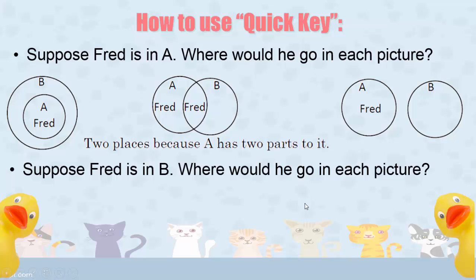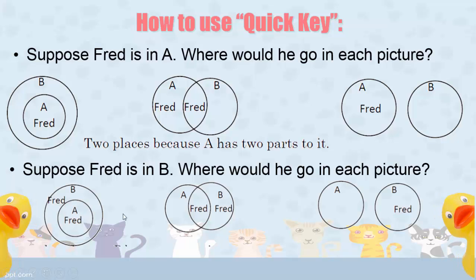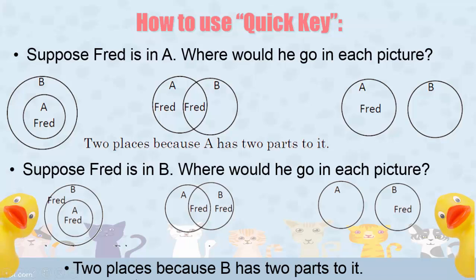Now let's suppose Fred is in B. Where would he go in each picture? If Fred is an animal, we don't know what Fred is in B, so he can be in A or B. Like before, he could be in the intersection, or he can be outside of the intersection. And here, similarly, Fred can be in the set here, but it does not intersect there.